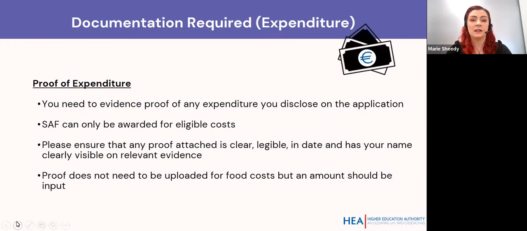And that applies then for expenditure. Income and expenditure are quite similar in that way. You have to show evidence or proof of expenditure that you disclose on the application. So if your parents are paying for all of your expenses and you're covering your food, the only expense that you should include on the SAF application is food. You only put the expenses you yourself are paying.